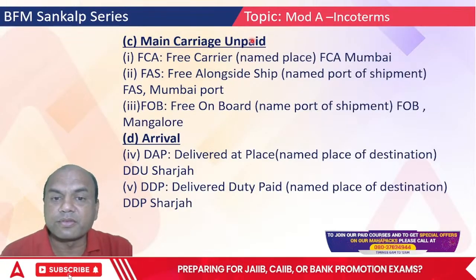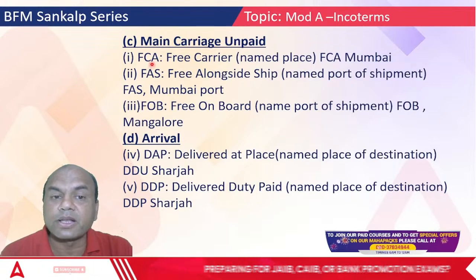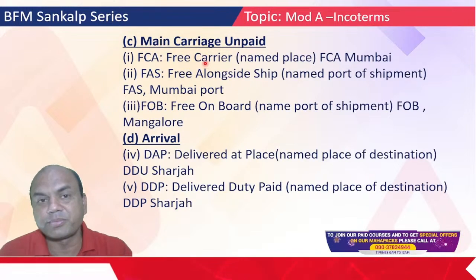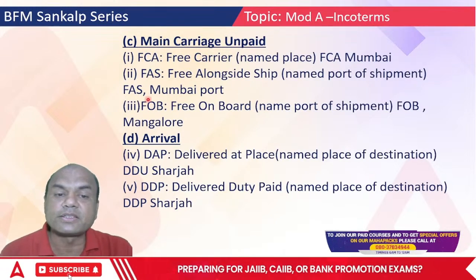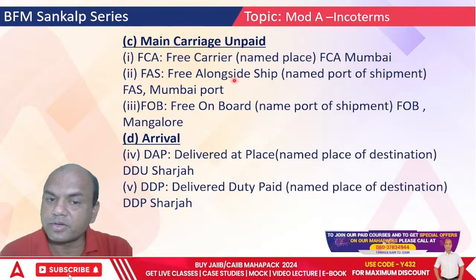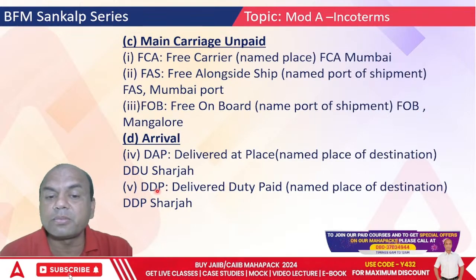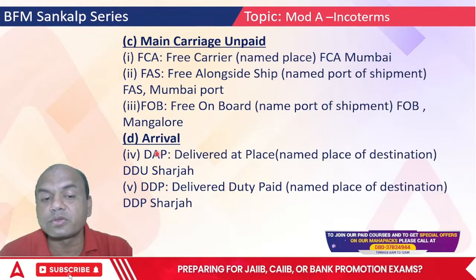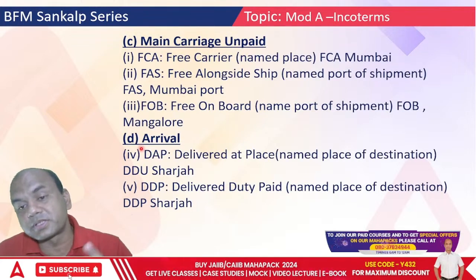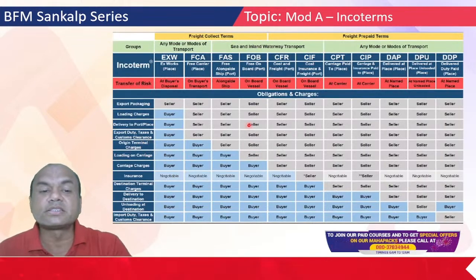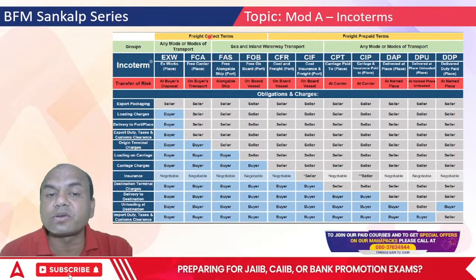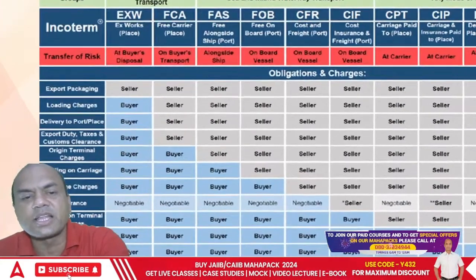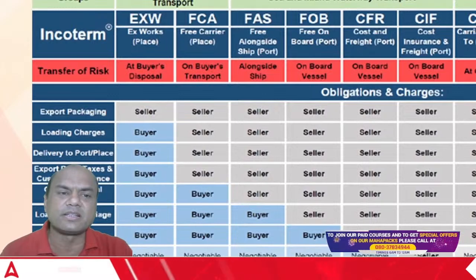Main carriage unpaid. Unpaid means the carriage is not paid. FCA, FAS, FOB. FCA is related to railways or road. FAS and FOB are generally related to ship. Okay. Arrival, DAP and DDP, delivery at place, and DDP is delivery duty paid. So here arrival means at the importer side. Okay. I have given the responsibility for each of the seller, the same thing which I discussed, just given in details over here.